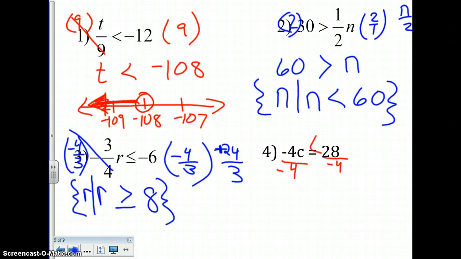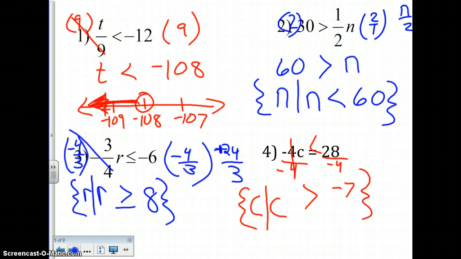My apologies, this should have been a less than sign. When I retype the problem, I hit the equal button. So going back, -4c is less than 28. Okay. When we do this, that reduces and leaves us with c. Because we divided by a negative number, we need to flip the inequality. So c is greater than -7. In set builder notation, it looks like this. And again, we certainly could graph that answer as well, where c is larger than -7.